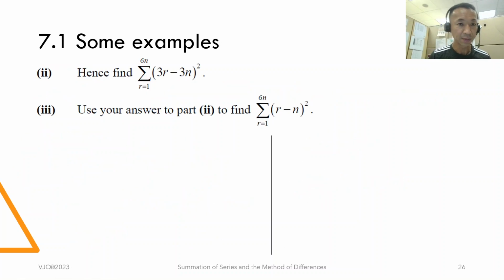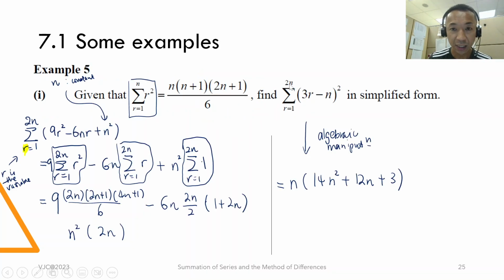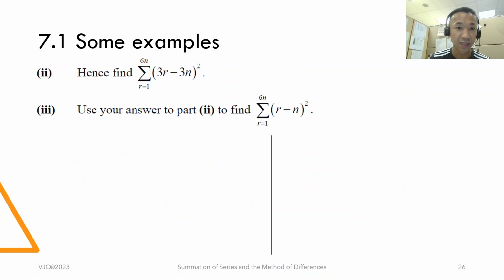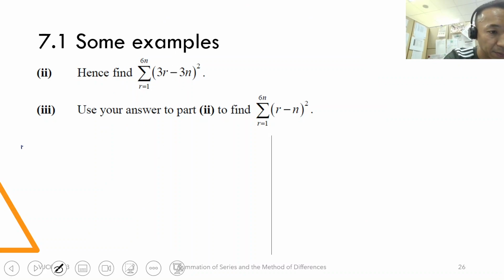Let's take a look at part 2 here. Hence find that. Okay, hence find something like that. Notice what we have gotten. This was 2n, right? This was 2n. You have found 2n. So how do you find all the way until 6n? It's not difficult.